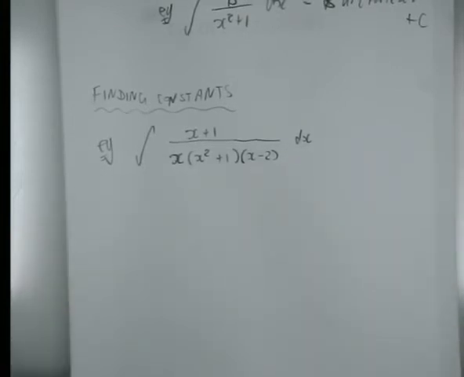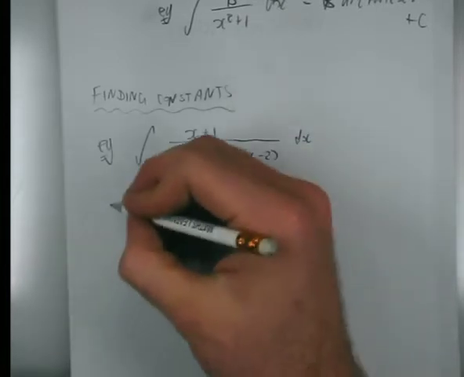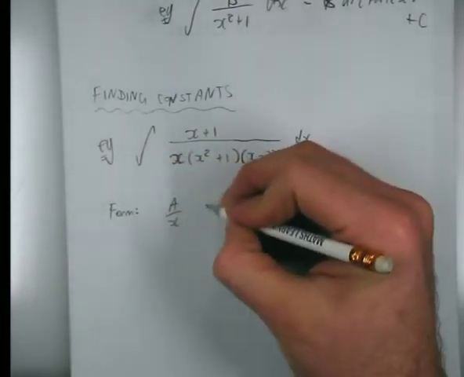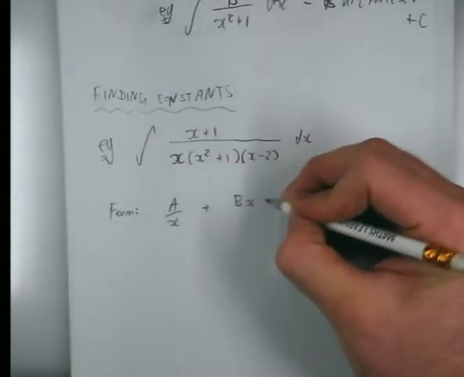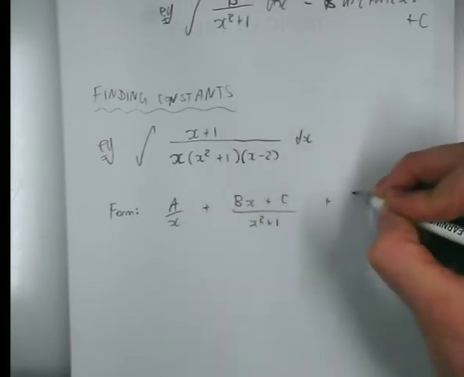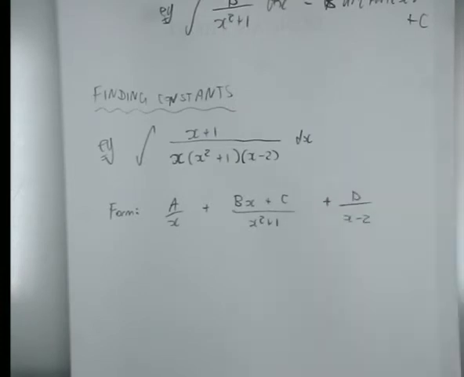So we're going to continue this way, and we're going to say, well, I know the form. It's something on x plus something on x squared plus 1 plus something on x minus 2. That's my form. And that's the fraction it's going to be split into. None of them are to any higher powers than that, so I'm good.